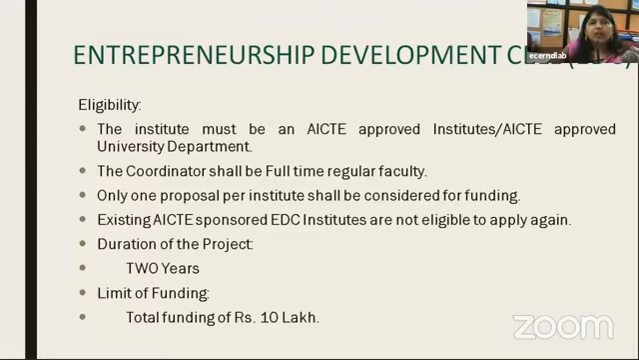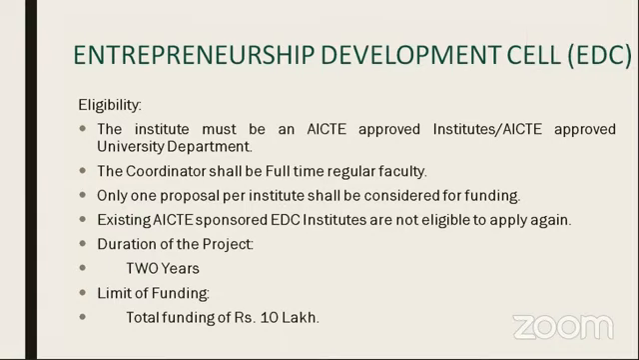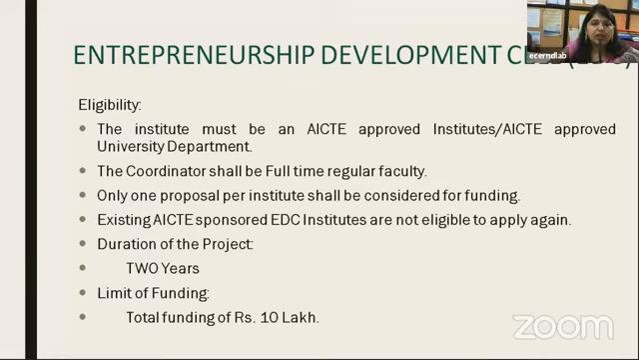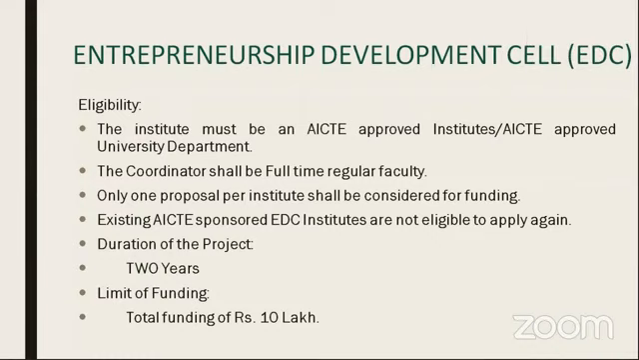Then next one is Entrepreneurs Development Cell, EDC. For EDC, 10 lakh AICTE is giving. So if you want to start an entrepreneur cell in your college, then you have to apply. And here I have written duration of the project 2 years, and the coordinator will be a full-time regular faculty, and you have to apply for the 10 lakh. And what is the minimum infrastructure required? It is given on the website.